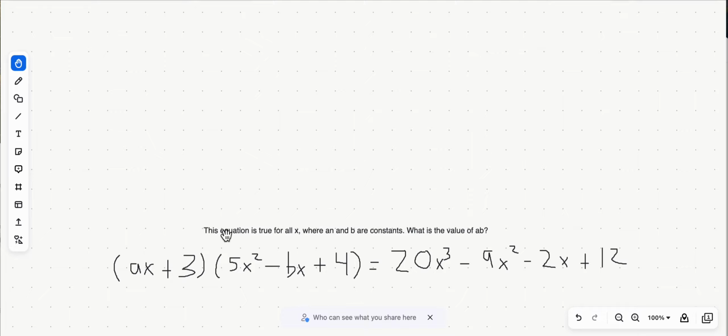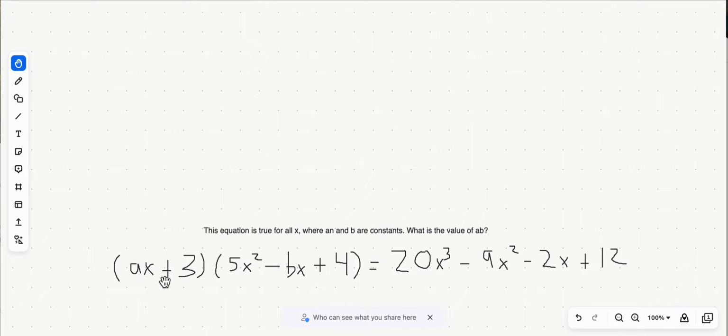The problem he saw was this: the equation is true for all x, where a and b are constants. Sorry, that should be just a, not an. Where a and b are constants, what is the value of ab? Or said another way, what is the product of ab?